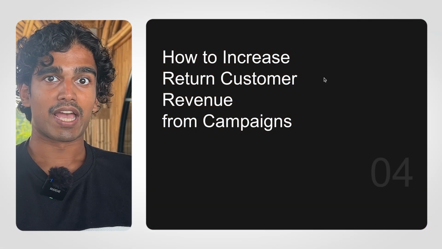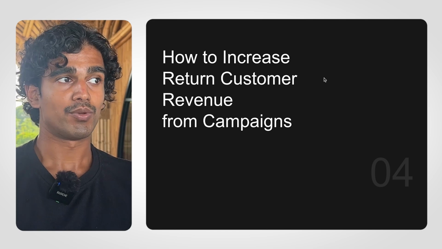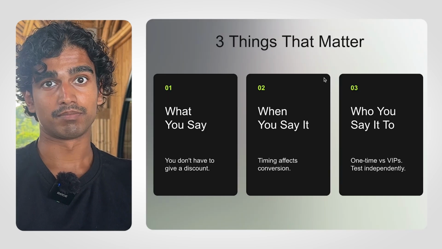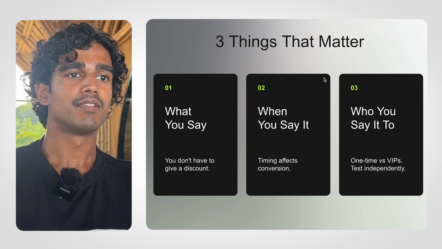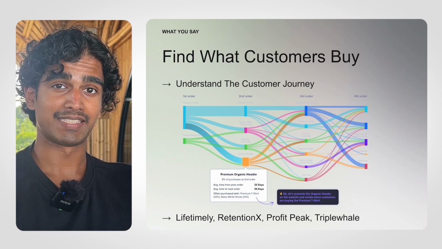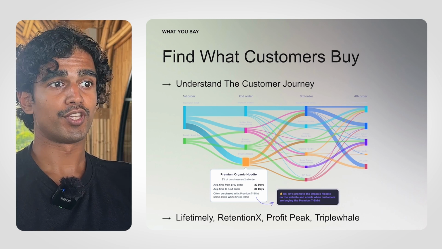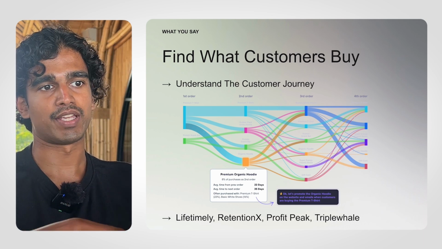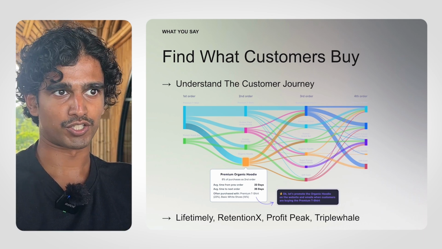So now that you actually know how to find repeat customer revenue, what can you actually do to increase it? Well, there's 3 things. What you say in your campaigns, when you say it, and who you say it to. Now, in terms of what you say, you want to start off by really understanding the customer journey. You can do this with the help of an app like Lifetimely or RetentionX or Profit Peak. Triple Whale, I also believe, has this functionality.